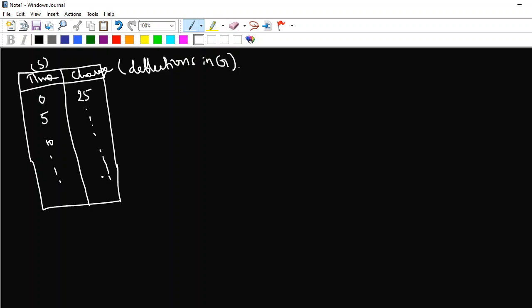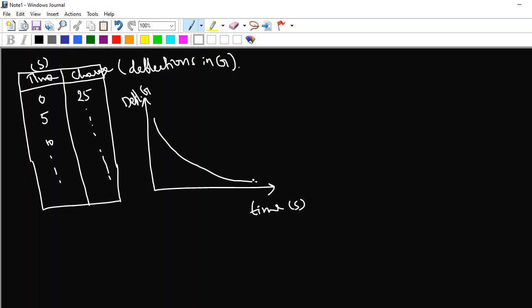So we are going to measure the deflections in the galvanometer as a function of time, and then we are going to plot a graph of deflections in galvanometer versus time. With time in seconds, this will be something like this. Look at this, we will be getting an exponential decay curve. These are the data points.